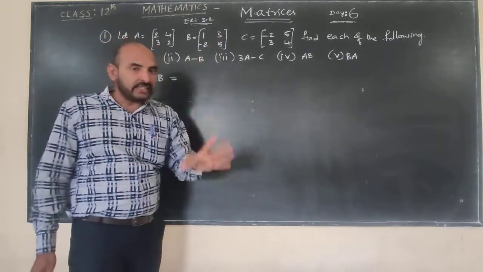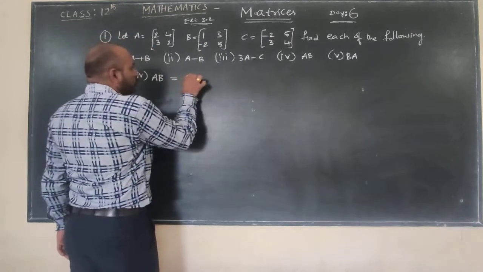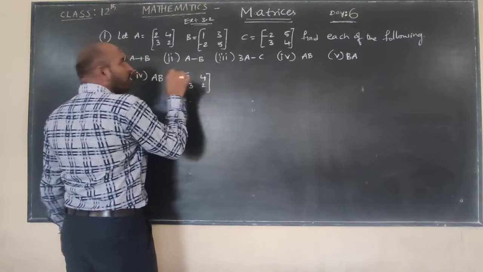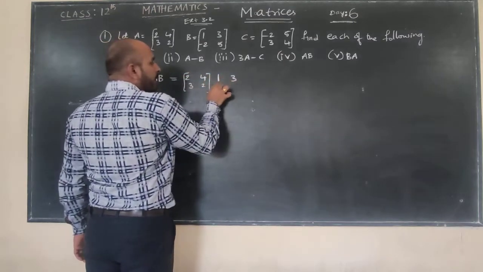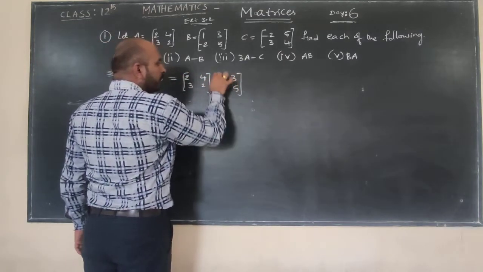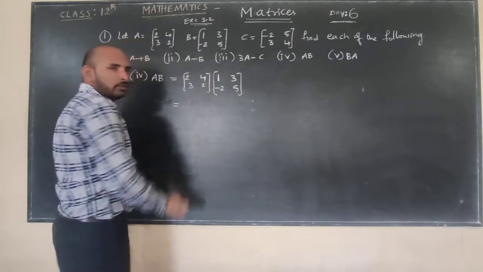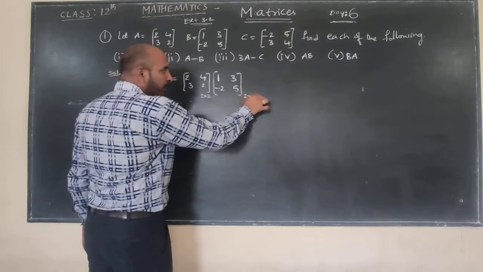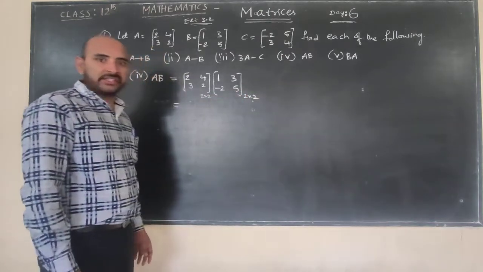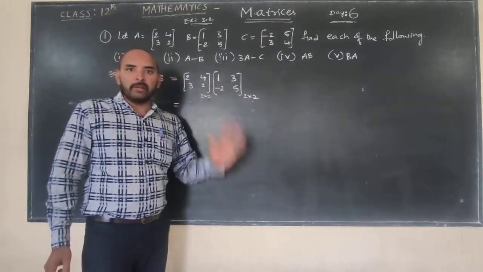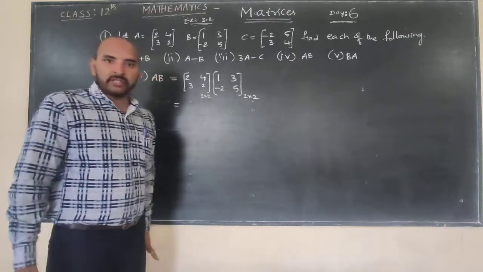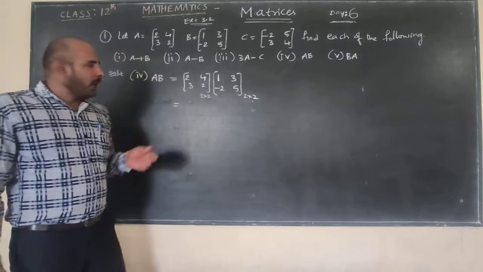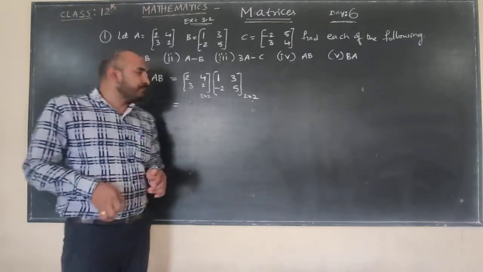Here the product exists. [2, 4; 3, 2] times [1, 3; -2, 5], which is equal to... this is also a 2 by 2 matrix, this is also a 2 by 2 matrix. Both matrices are square matrices. Number of rows equal to number of columns. So here the product is possible. So how to multiply? In the last class I told clearly how to multiply two matrices.